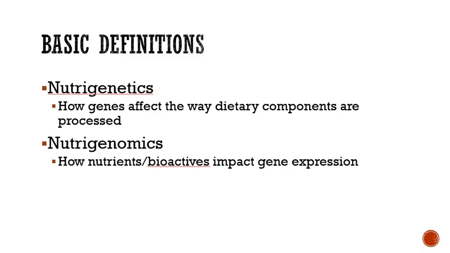So nutrigenetics is how genes affect the way dietary components are processed. And I use the words dietary components because that really could be a variety of things, whether it's a specific nutrient, a dietary pattern, or a dietary supplement. So essentially when we're looking at nutrigenetics, we're looking at the gene structure and how someone's gene composition affects the way those components are processed or metabolized. When we look at nutrigenomics, we're looking at how nutrients or bioactive compounds impact gene expression.